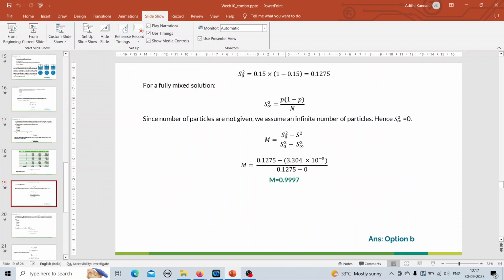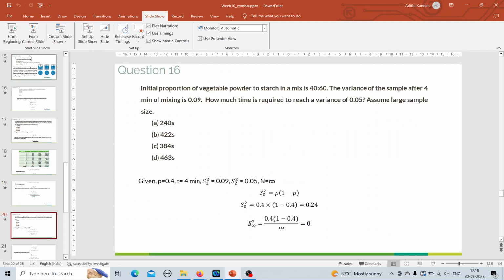And S infinity square will be P into 1 minus P by N, and it will be 0 for a system where you have infinite number of particles. Then you plug in the values and calculate M. So you need to calculate M through the variance concept if you do not have the mixing constant given in the question and there is no other way of figuring it out. Okay, so moving to the next question. These questions similar to question 15 have been discussed in the video lectures as well and have been a recurring problem in the assignments.